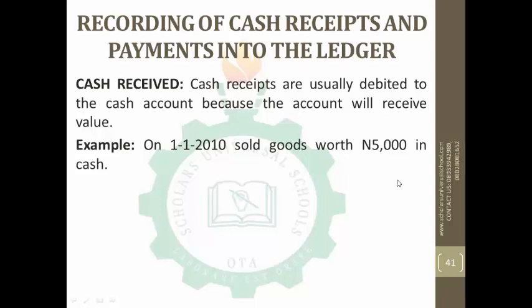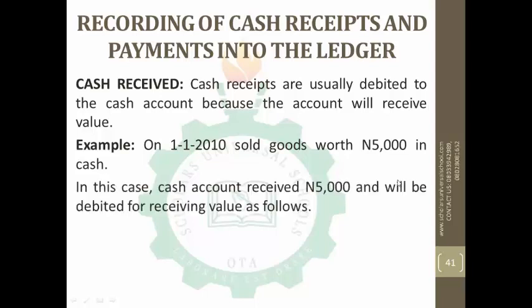All right. So to post those transactions, you have two accounts that you could post to, which are the sales account, that is the account you are selling from, and also your cash account, because you are receiving cash, you are receiving money. But in this case, we are laying emphasis on the cash account. The cash account receives 5,000 naira and will be debited for receiving the value. Because the cash account is receiving, right? You are receiving cash.